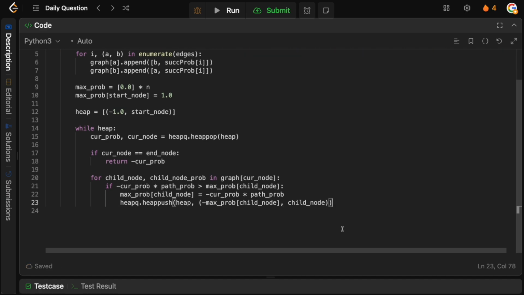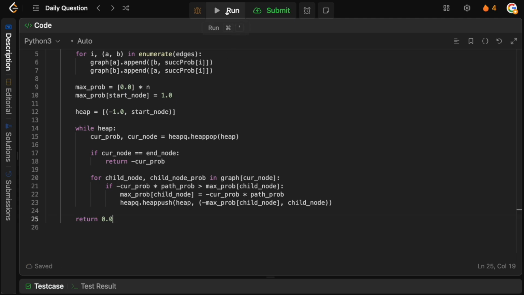So this will run basically until we either find the solution or the heap is empty and we were not able to find it. This can happen if the graph is disconnected and there's no way to actually get from A to B, or whatever the start to the end is. In this case, we simply want to return 0 because there is no path.